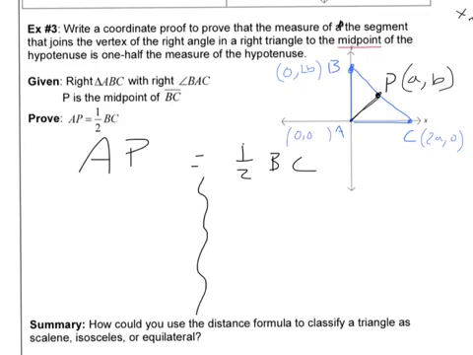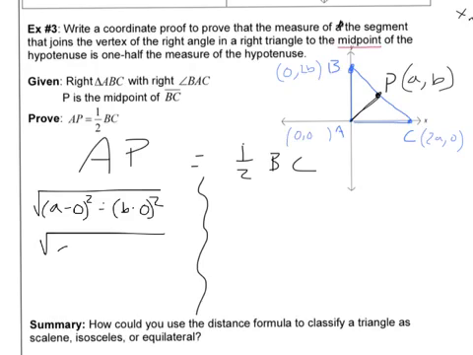So first, let's find the distance of AP. I'm going to do the top minus the bottom in the distance formula. Distance of AP is going to be the square root of a minus 0 squared plus b minus 0 squared. Obviously, if we simplify this, we end up with just the square root of a squared plus b squared, and there's not much I can do with that. Now let's do BC, because we want to know 1/2 of BC.